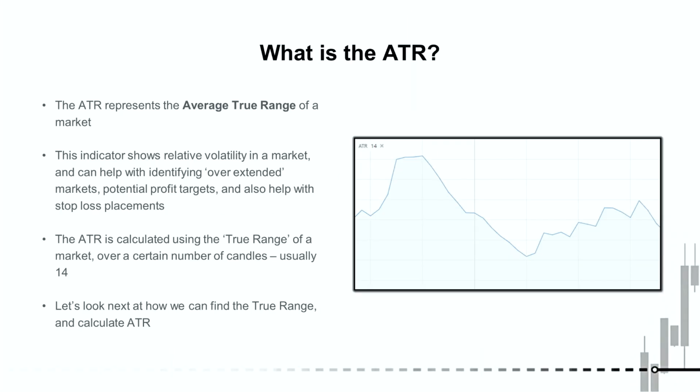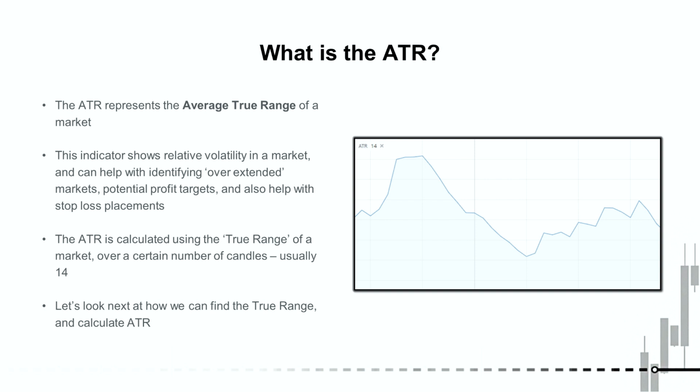So let's start by covering what is the ATR. So ATR stands for average true range. Now for some of you that might make sense, for some others you might be thinking, well, that doesn't tell me anything, Tom. So what we're talking about here is a measure of the relative volatility in a market. So how much the market has moved on average per candle.